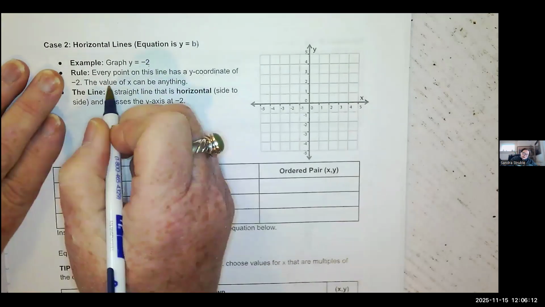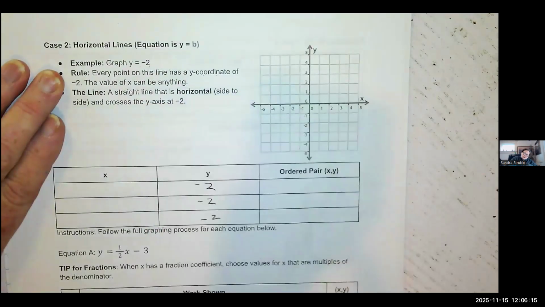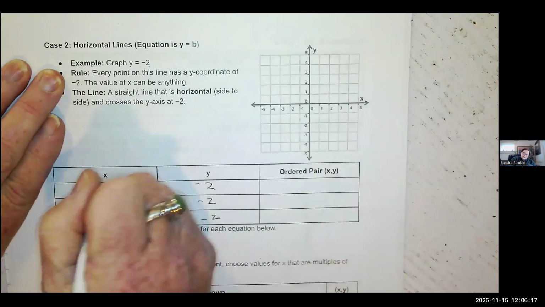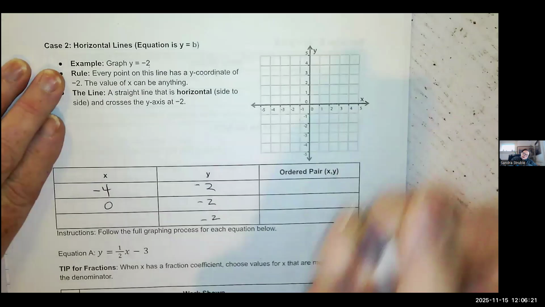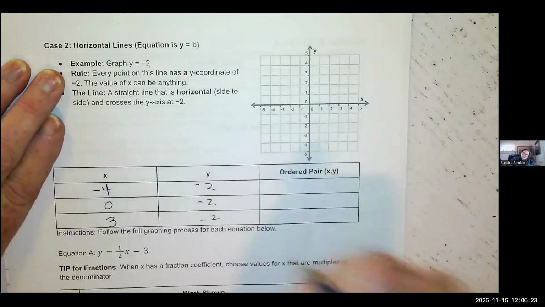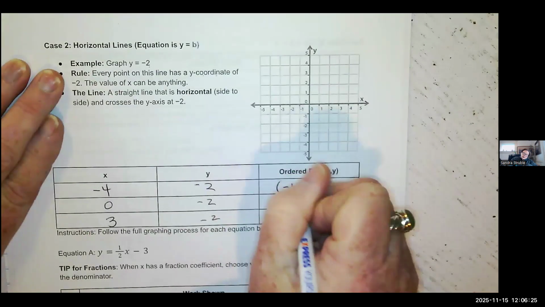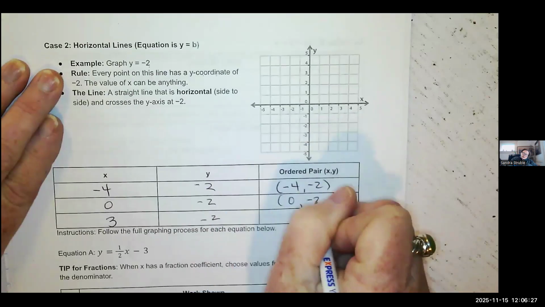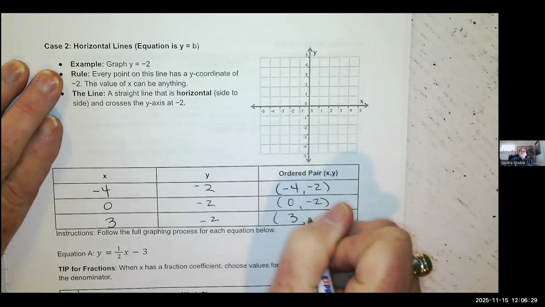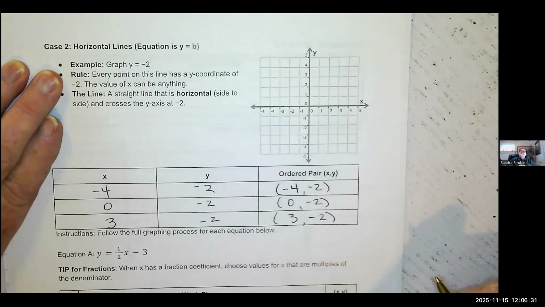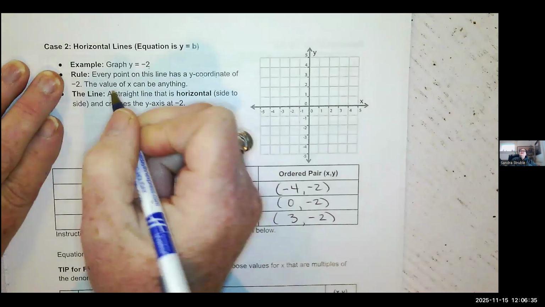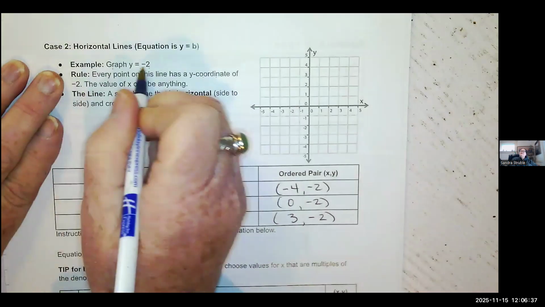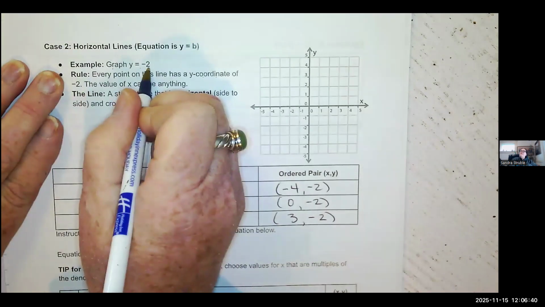So I'm just going to choose -4. I'm going to choose 0, and I'm going to choose 3. So I get ordered pairs that are (-4, -2), (0, -2), and (3, -2). I'm not going to plot these ordered pairs. Instead, I want you to understand that a graph that is y equals -2 is a horizontal line that goes through where the y value is -2, right here.